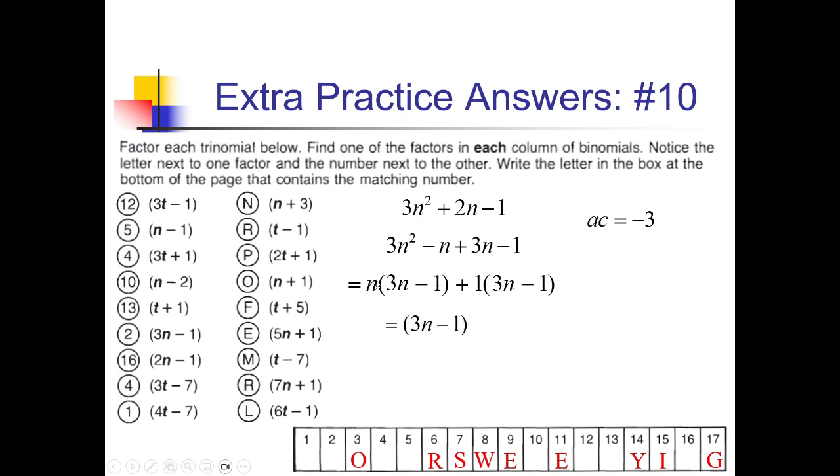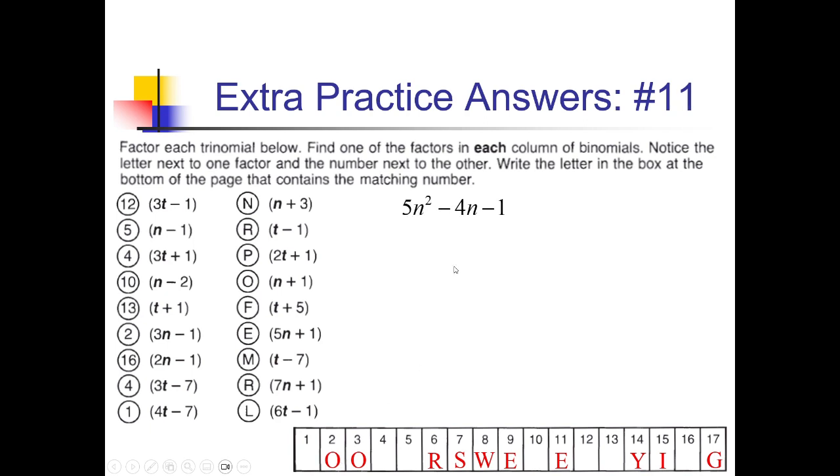And then n plus 1, those are my leftovers going next to it. So 3n minus 1, I've got that right here under 2. And then n plus 1 in the other column, I see that as an O. So we have a 2O. So I'll put an O right there. There we are. So we're going to do this problem in a minute.